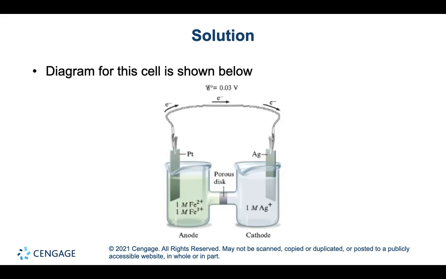It might look like this. This one's using a porous disk instead of a salt bridge, but that also gets the job done. All the ions 1 molar. Use a piece of platinum for the anode side, a piece of silver for the cathode side. Electrons would flow and you'd have a voltage, which is not a very healthy voltage at all, just a very minimal voltage of 0.03 volts.